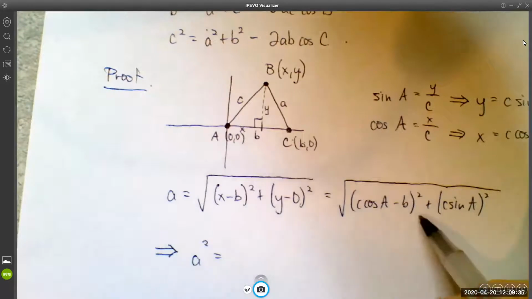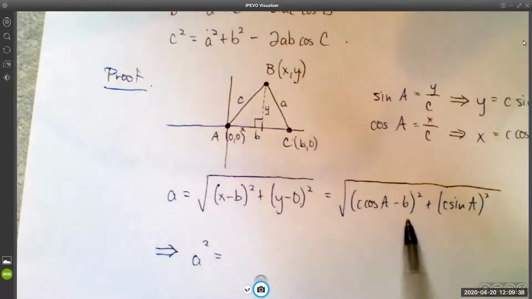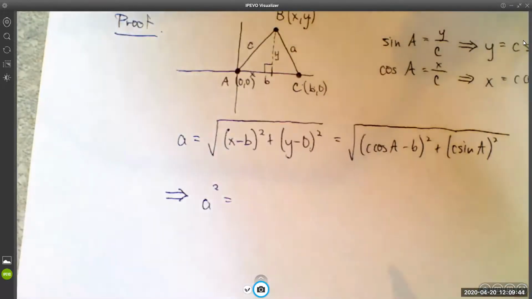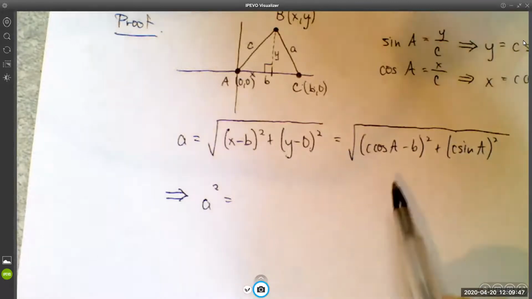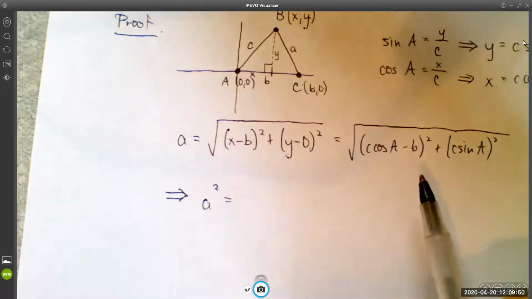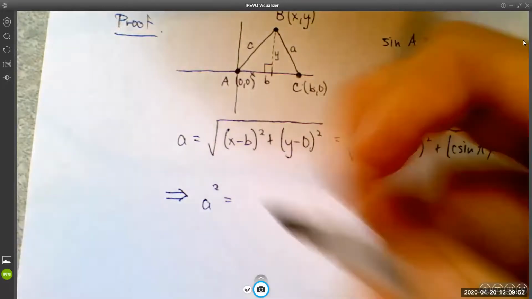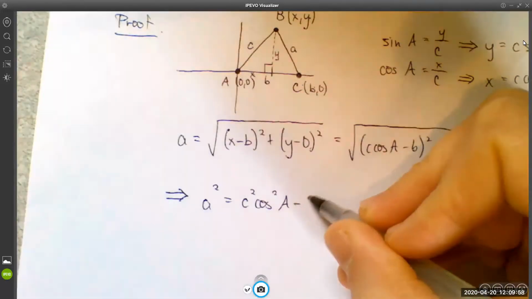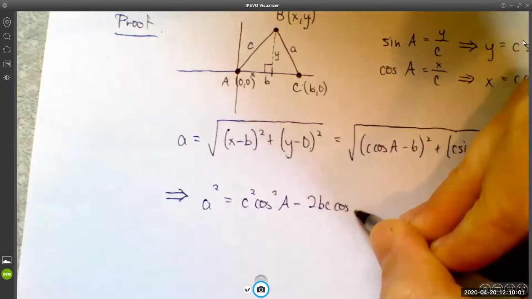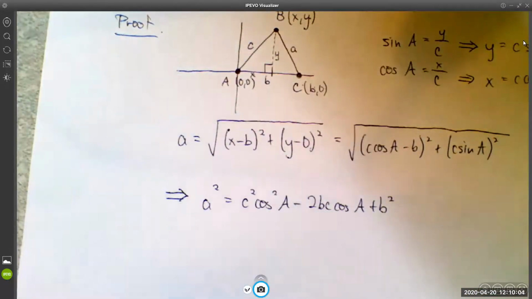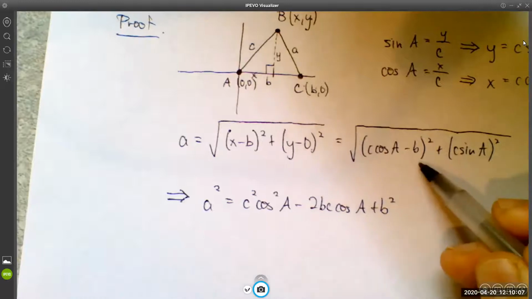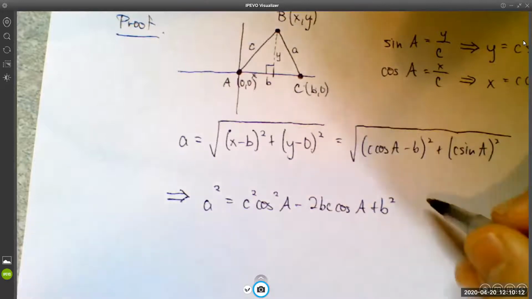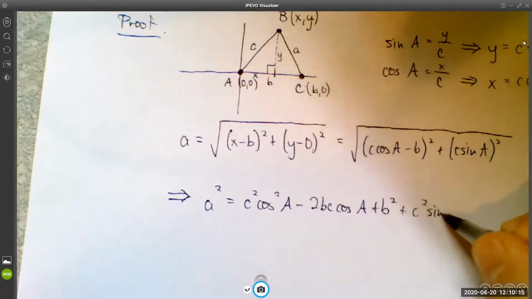I'm going to go ahead and expand this as well, right? So we would write this out twice and then FOIL it. I'm just going to do that in my head. If you need to see it by hand, then by all means, pause the video, write this out twice, and then FOIL it out. But what we're going to get when we multiply this out is c squared cosine squared A minus 2bc cosine A plus b squared. Okay, so that's that first expansion. The second expansion doesn't involve any sums or differences, right? So you can just distribute the exponent there and call this c squared sine squared A.